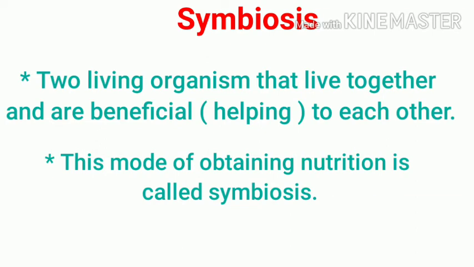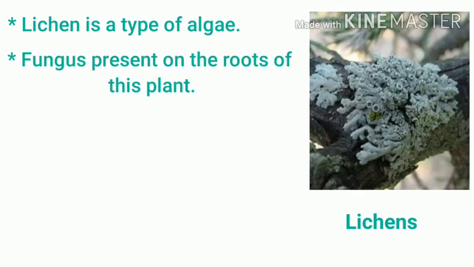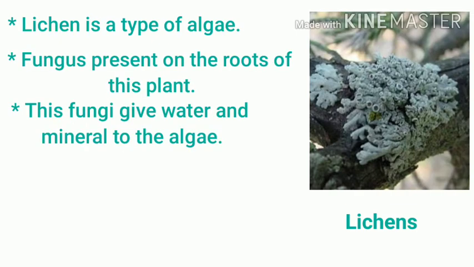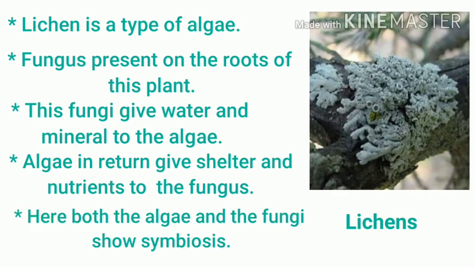For example, in a plant called lichen, there is a type of algae, and in their roots fungi is present. What is the fungi doing? Fungi is giving water and minerals to the algae, and algae in return gives nutrients and gives shelter to the fungi. Here both the organisms are helping each other mutually, so they are showing symbiosis.